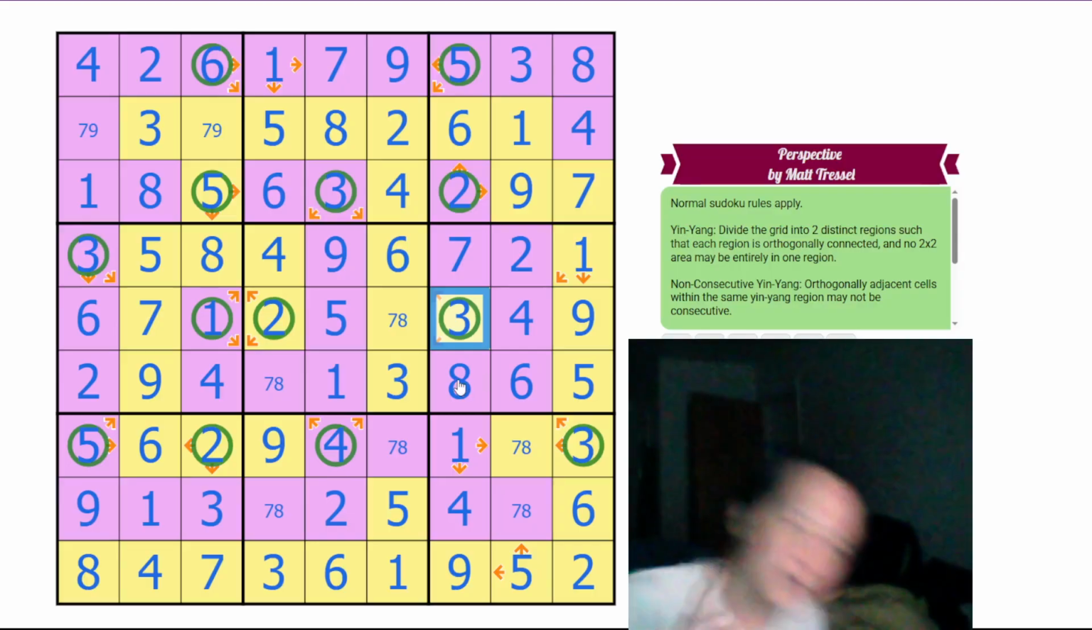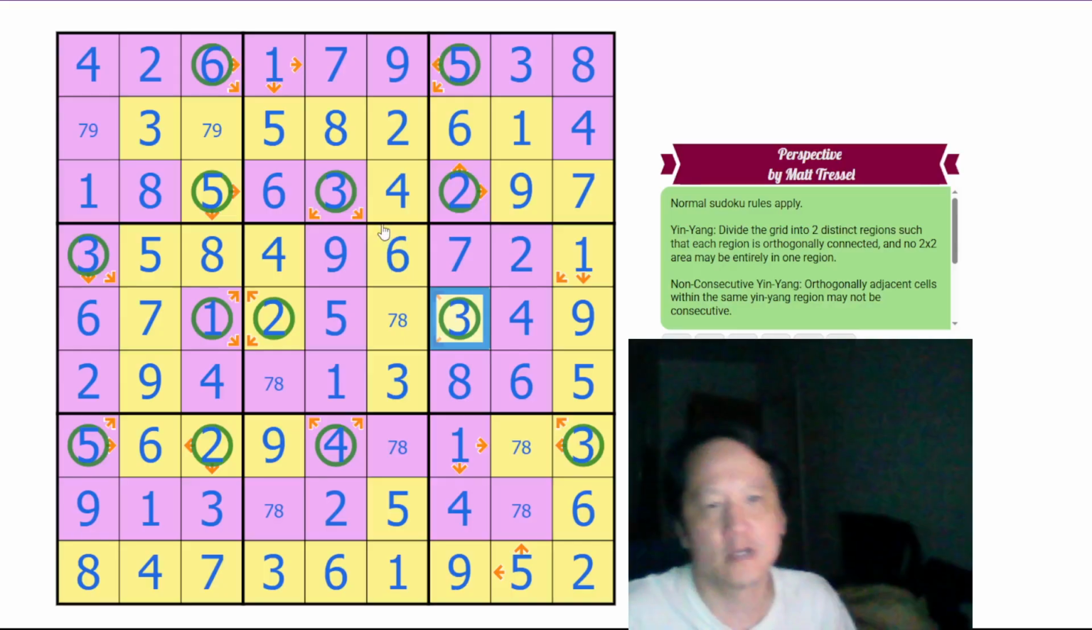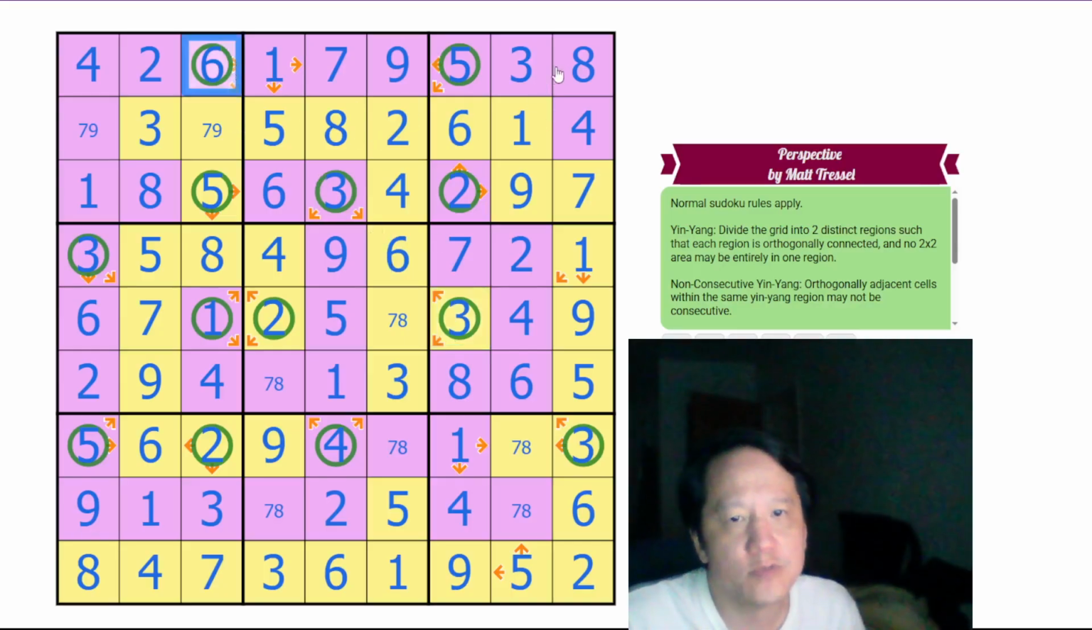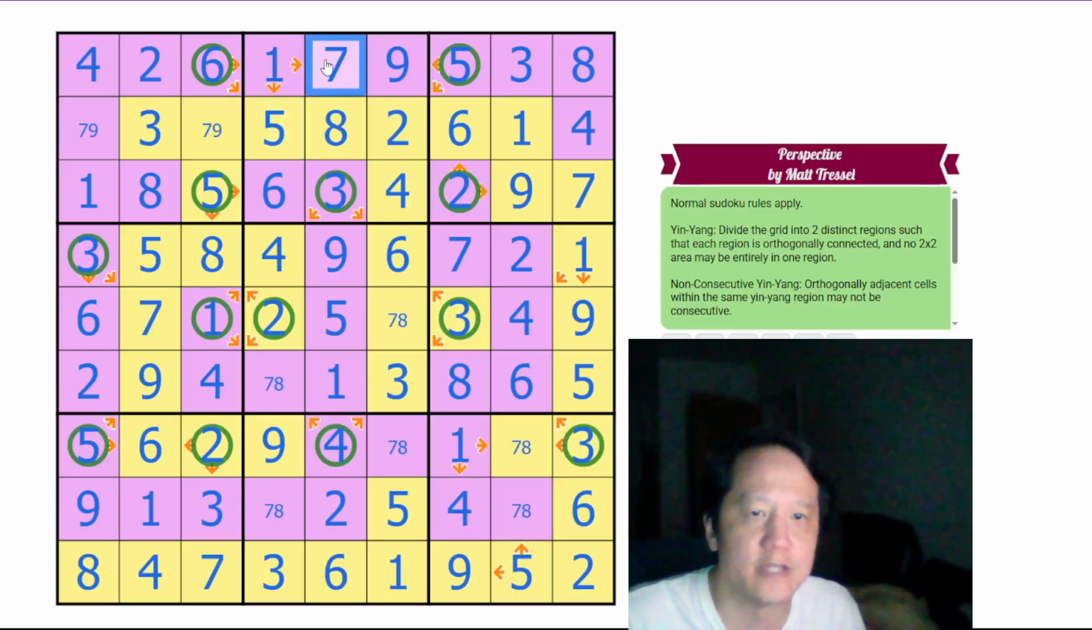Okay, let's make sure that all the pairs work. 6 goes with 8 and 3, and they're different regions. 1 goes with 5 and 7. That's different regions. 5 goes with 2 and 9, and they're different regions. 5 goes with 9 and 3, and they're different regions. 3 goes with 9 and 6. Those are different regions. 2 goes with 5 and 7, and those are different regions.